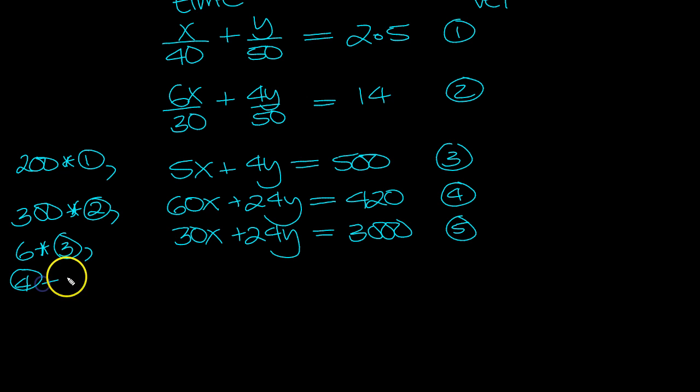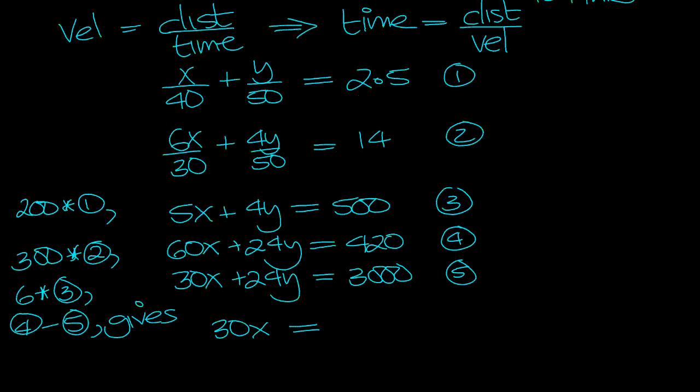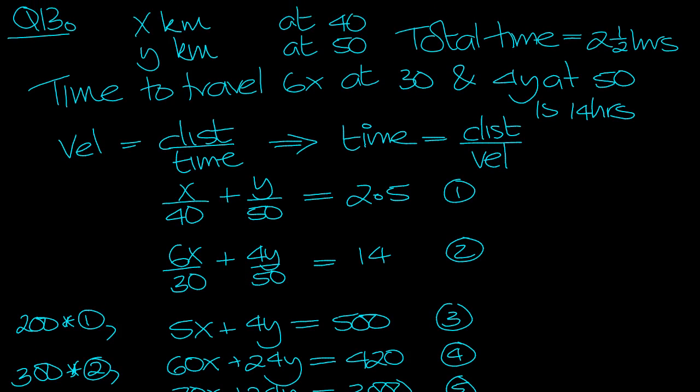So 4 take 5 then gives, let's have a look. 60 take 30 is 30. The y's cancel, that's why we're doing it. And 420 take away 3000. Not great. Not a good number because we get a negative number. So, that's interesting, isn't it? So let's just check it again, see where we've made the mistake.